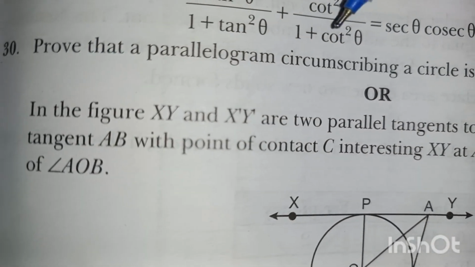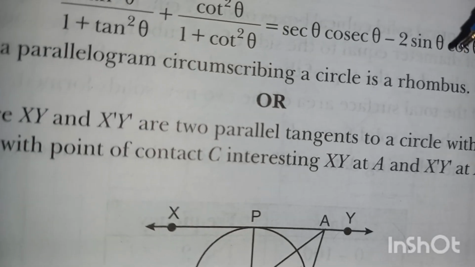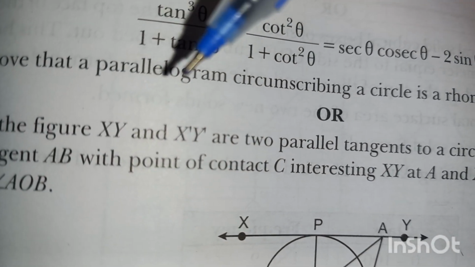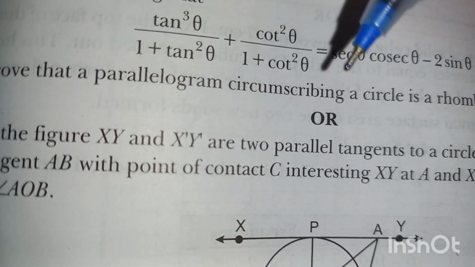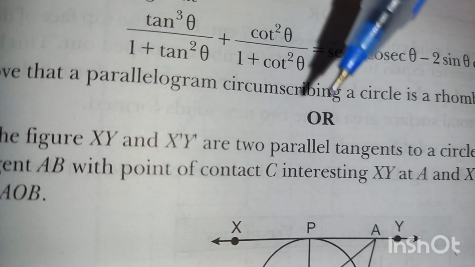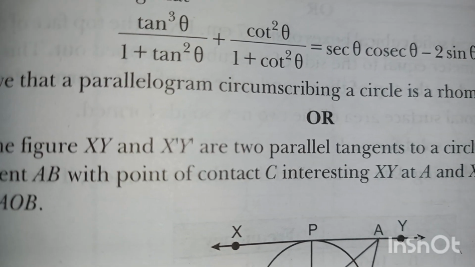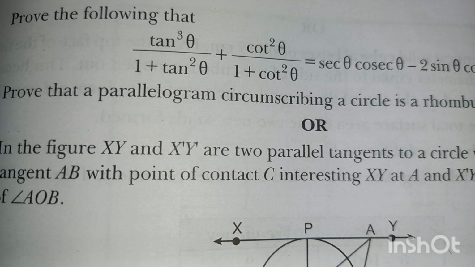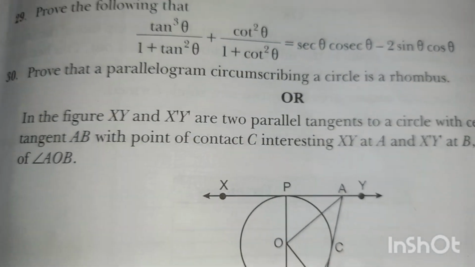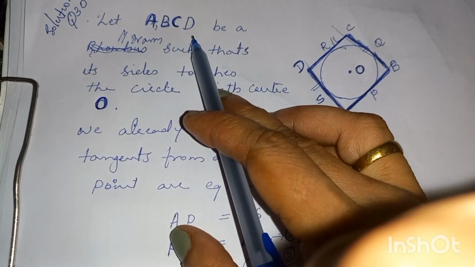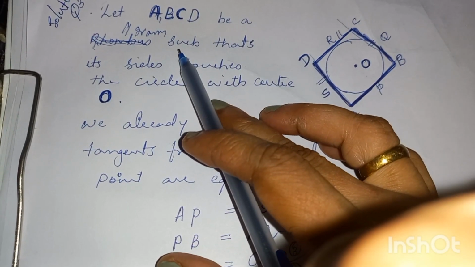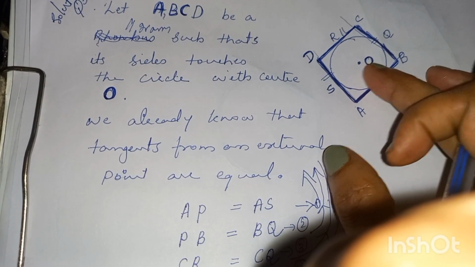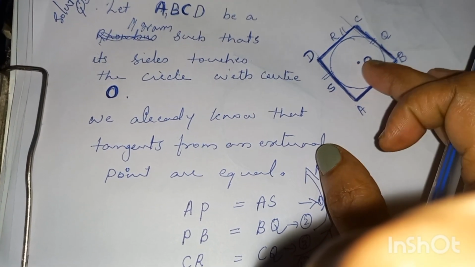Question number 30. Prove that a parallelogram circumscribing a circle is a rhombus. We have to show that this parallelogram, inside which we can see a circle, is a rhombus. Let ABCD be a parallelogram such that its sides touch the circle with center O.